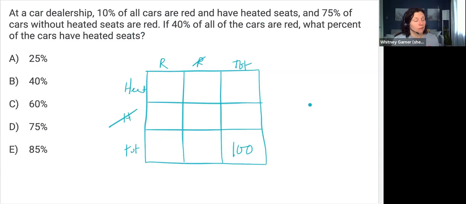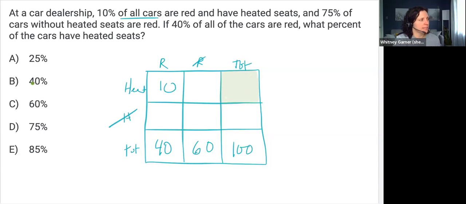And then I'll begin. If 10% of all cars, so 10% of all my cars are red and have heated seats, so 10. And then it says, this one's weirder, 75% of the cars without heated seats, but I don't know how many cars there are without heated seats. So I'm going to hold off on that one for a second. If 40% of all of the cars are red, okay, so 40% of all the cars are red, that puts 60 here. What percent of the cars have heated seats? So I'm looking for this one.